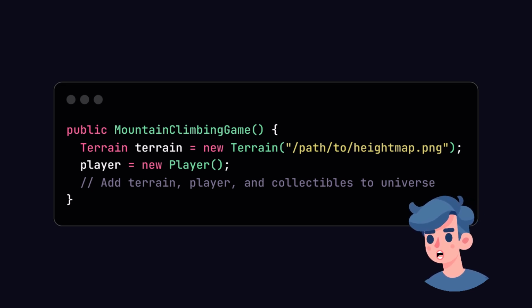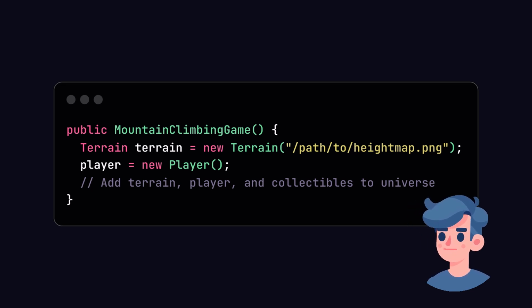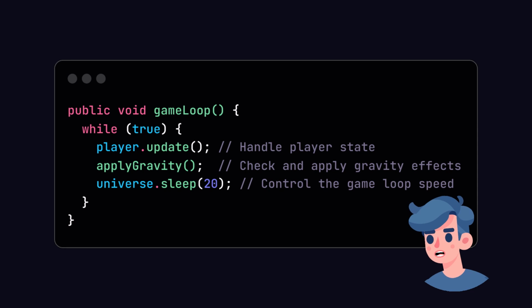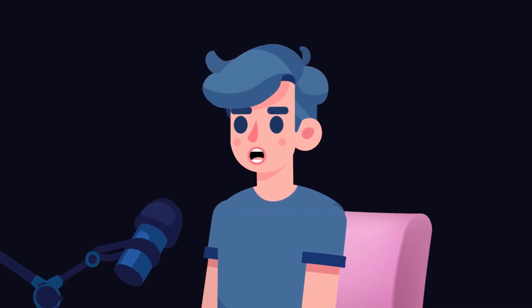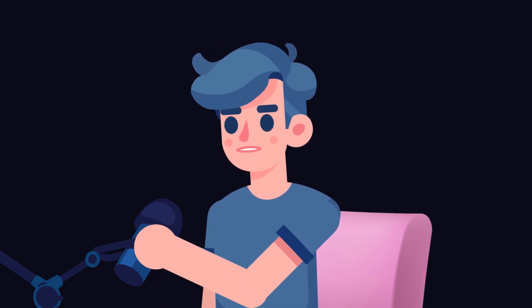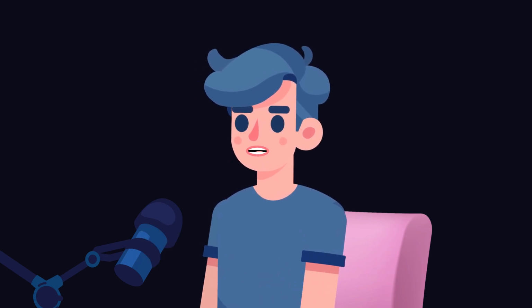It's time to put everything together in our mountain climbing game class and create an instance of the terrain, player, and collectibles. Finally, we need to handle the game loop. This loop will keep updating player positions and refreshing the display. You'll typically use a timer or thread to achieve this. This simple game loop continuously updates the game state every 20 milliseconds. This way, our game remains responsive to player input and simulates real-time physics.